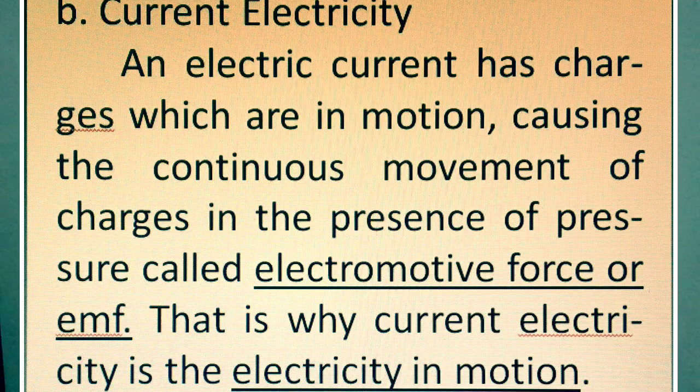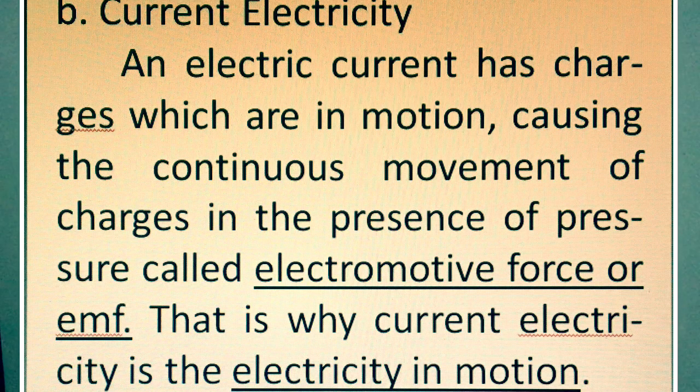So, static electricity is produced by friction or by potential difference. Or sometimes it is being called as the electricity at rest. The other one is the current electricity.